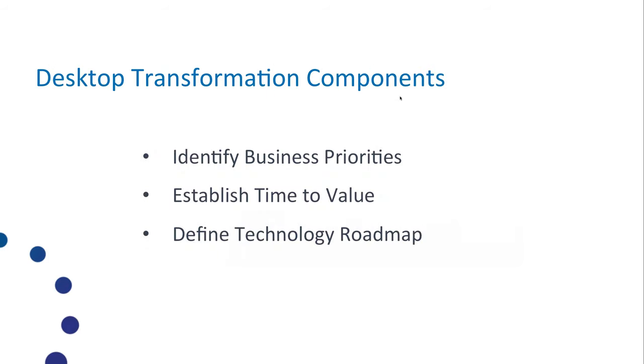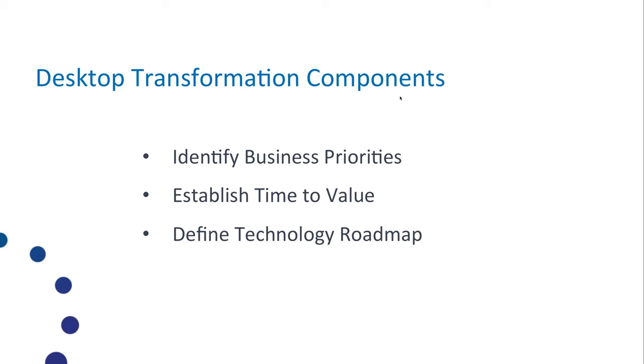So what are the key components of desktop transformation? Well, clearly one of the most important things is to identify business priorities. No two businesses are alike. So one of the most important things is to really identify what's important for your business, and to be able to architect a plan that drives business value.